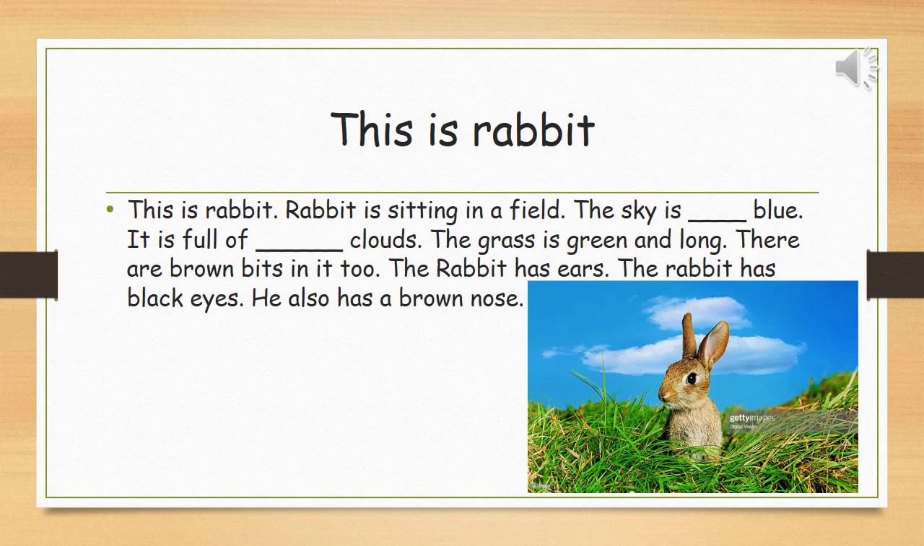So here we have it, your finished piece of work, your amazing piece of factual writing. Everything we've written here is what we can see. So everything is true, and we've managed to use some describing words, and maybe you've managed to add even more information in there too. So let's read it together. This is Rabbit. Rabbit is sitting in a field. The sky is blue. It's full of clouds. The grass is green and long. There are brown bits in it too. The rabbit has ears. The rabbit has black eyes. He also has a brown nose.